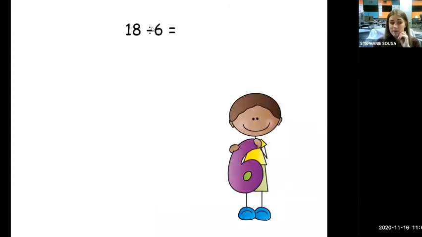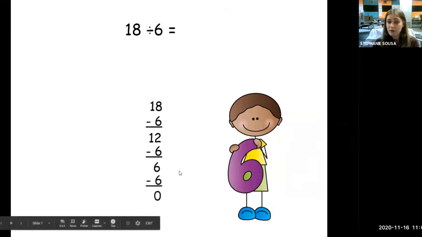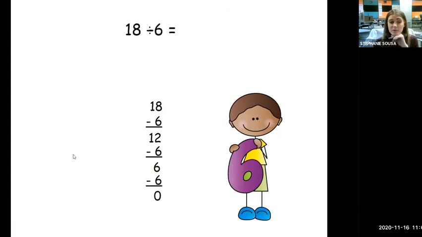Here's another way. 18 divided by 6. We're going to start with 18. We're subtracting 6. 18 minus 6 is equal to 12. We're not at 0, so we keep going. 12 minus 6 is equal to 6. We're not at 0, so we keep going. 6 minus 6 is equal to 0. Hey, we're all out. We've passed them all out.